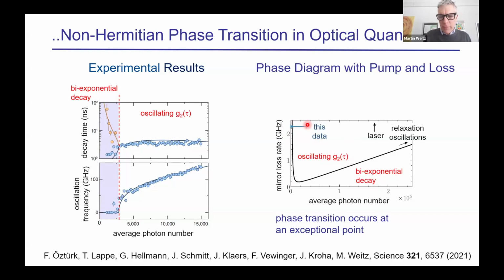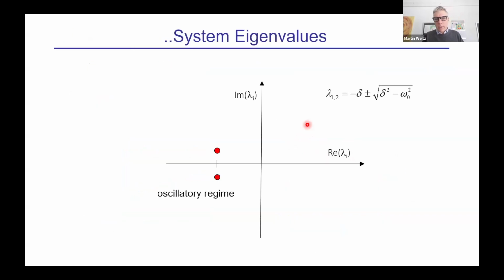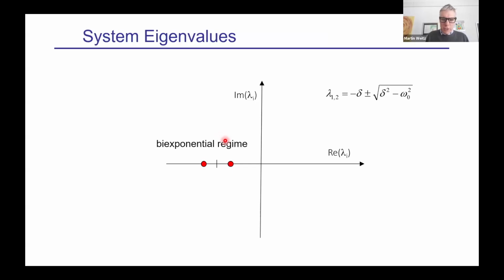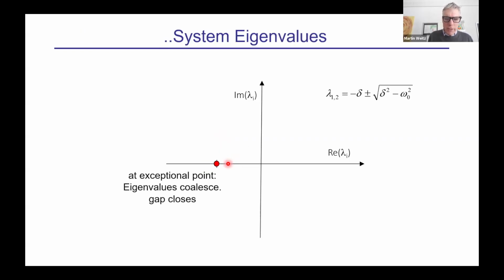So what happens at the non-Hermitian phase transition is the following. We always have two system eigenvalues. In the oscillatory regime, they split off in the imaginary plane. In the bi-exponential regime, we also have a gap, but that's in the real plane. And at the exceptional point, the two eigenvalues coalesce and the gap closes. At this point, the system becomes very critically dependent on fluctuations that will rapidly go either into the bi-exponential or into the oscillating phase, and that's what you expect at the phase transition.